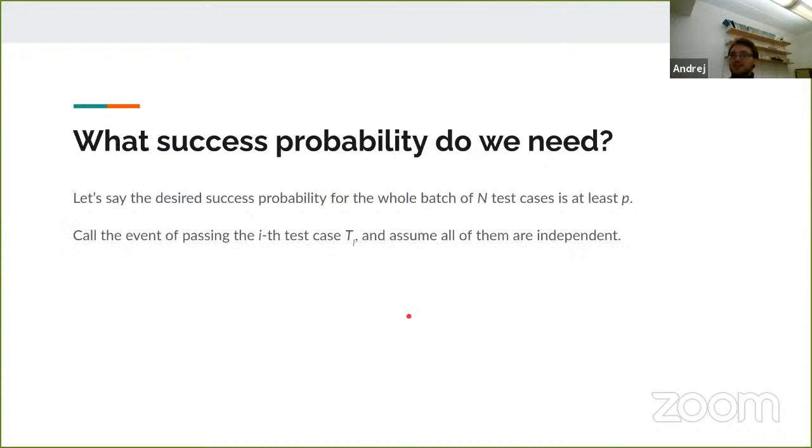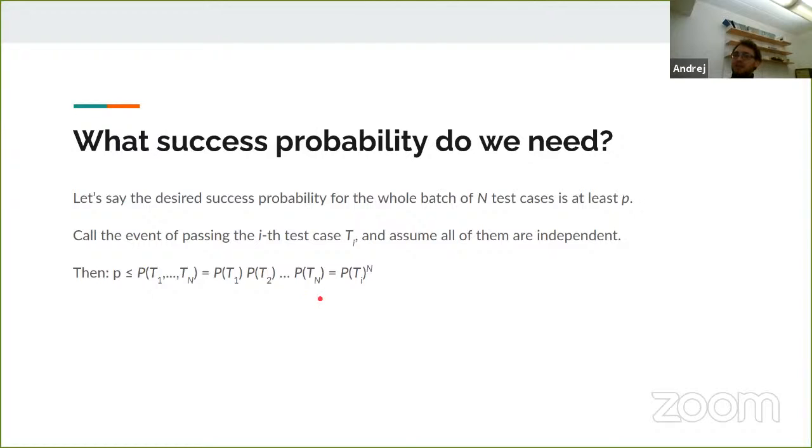Now let's introduce the event where you pass the ith test case Ti, and assume all of the test cases are independent. Then this probability P has to be less than or equal to the probability of the joint event of all of them passing. Now, if all of the test cases are independent and all of the runs are independent, then we'll just estimate it using the product rule.